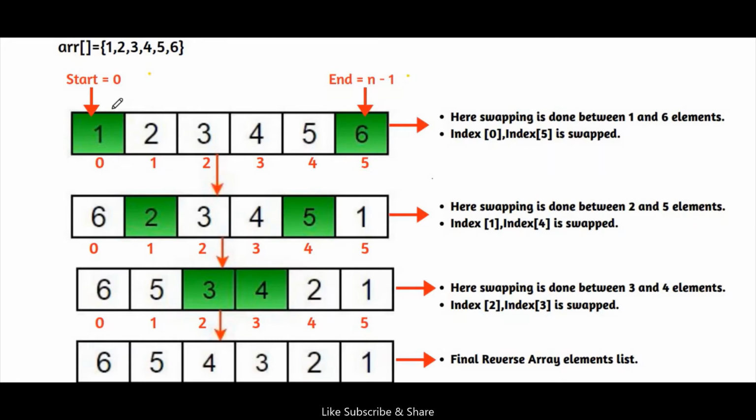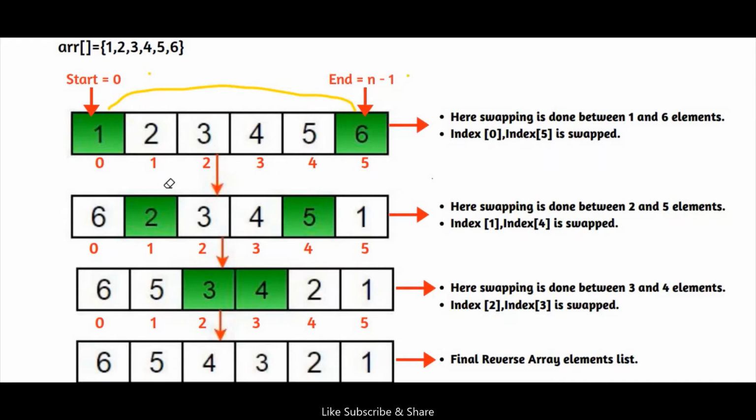Index 0 and 5 are swapped, and the first phase is complete. The result is 6 2 3 4 5 1. So 1 and 6 are swapped. 1 goes to the end and 6 comes first.